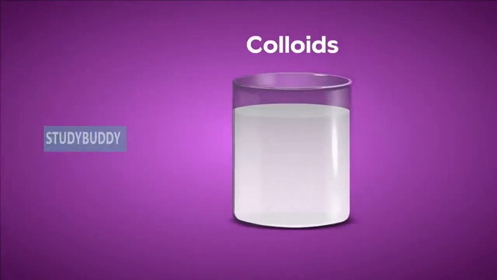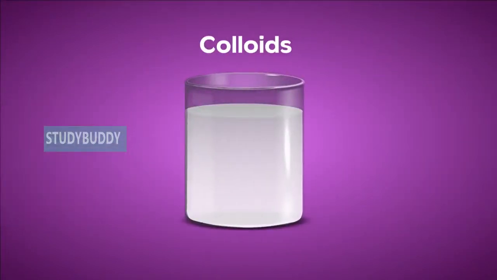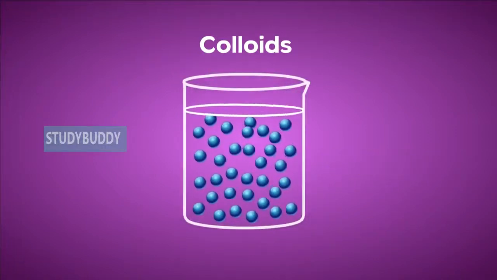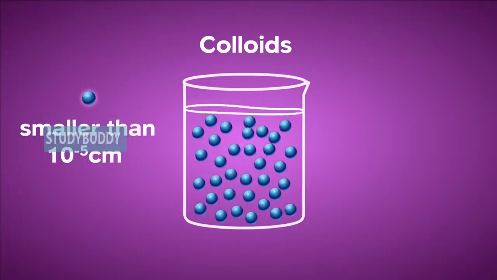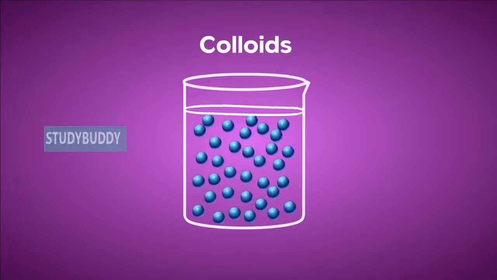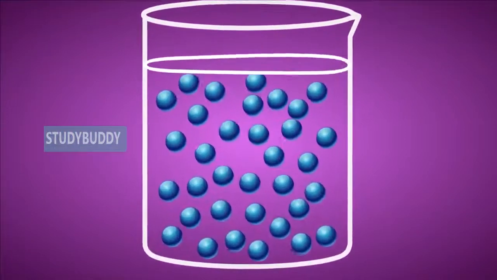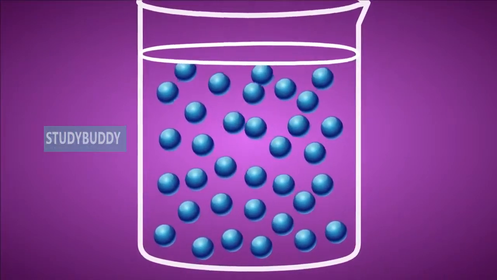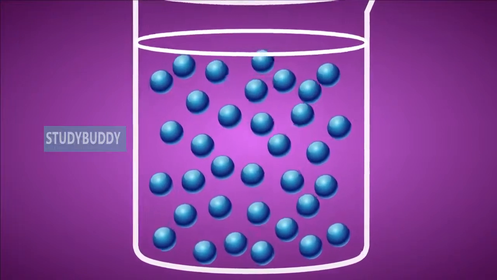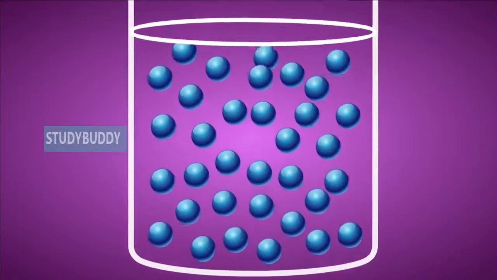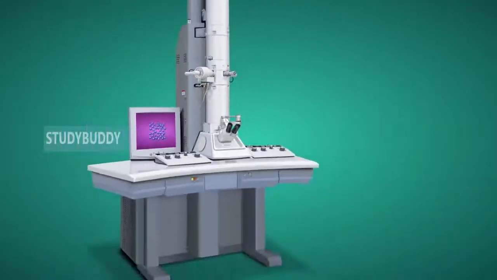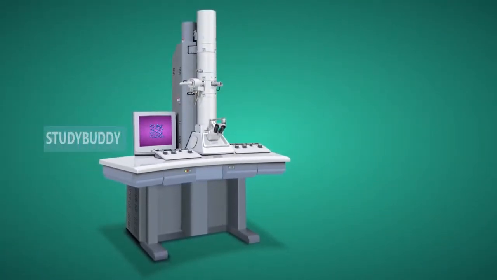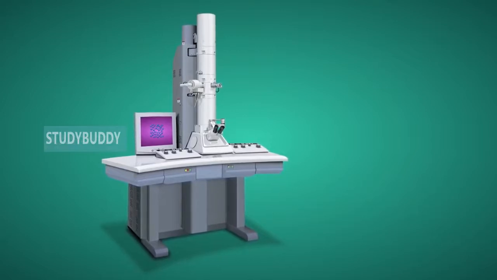Colloids are also heterogeneous mixtures, but they appear like a homogeneous mixture. Milk is a good example of colloids. The particle size in colloids is smaller than 10 to the power of -5 centimeters. In colloids, the particles are uniformly distributed throughout the solution. Colloidal particles cannot be seen with the naked eye because of their small size, but their presence can be observed with the help of an ultramicroscope or an electron microscope.